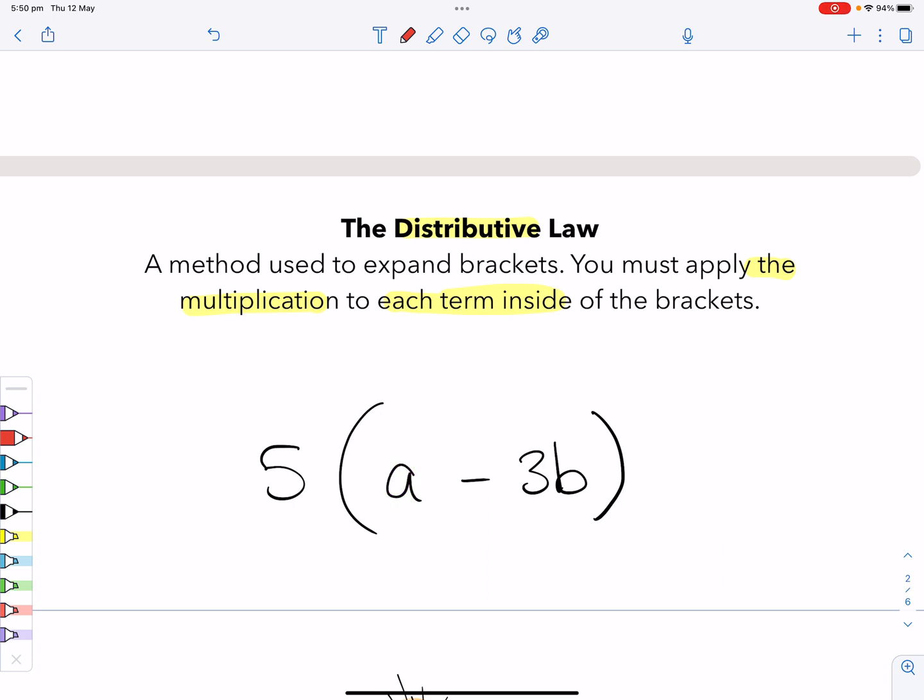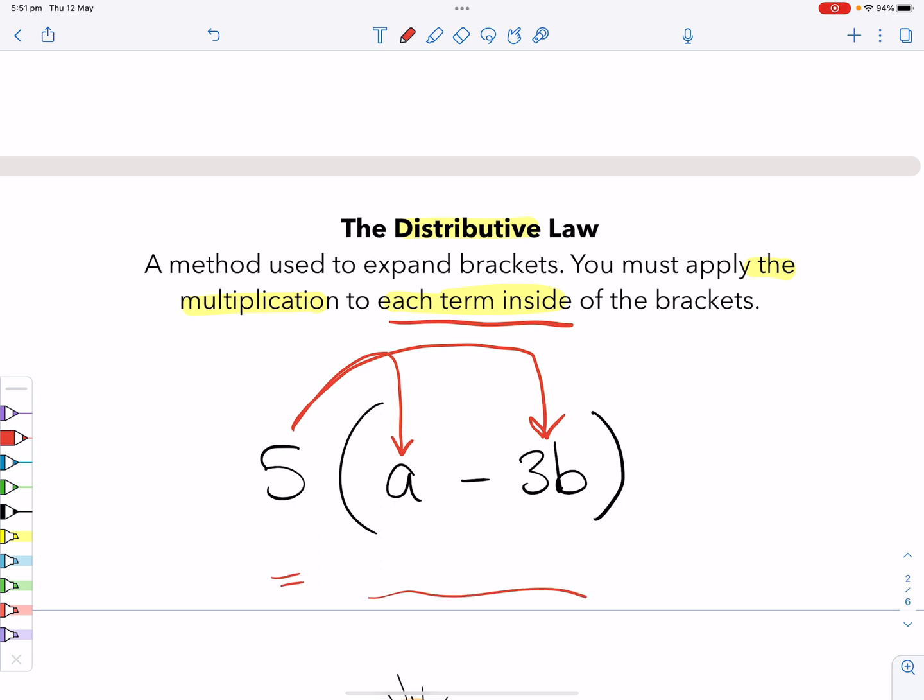So when we are applying the multiplication to each term, we're basically going 5 times the first term, and then 5 times the second term. And that's how you would calculate the result. Let me just show it to you.